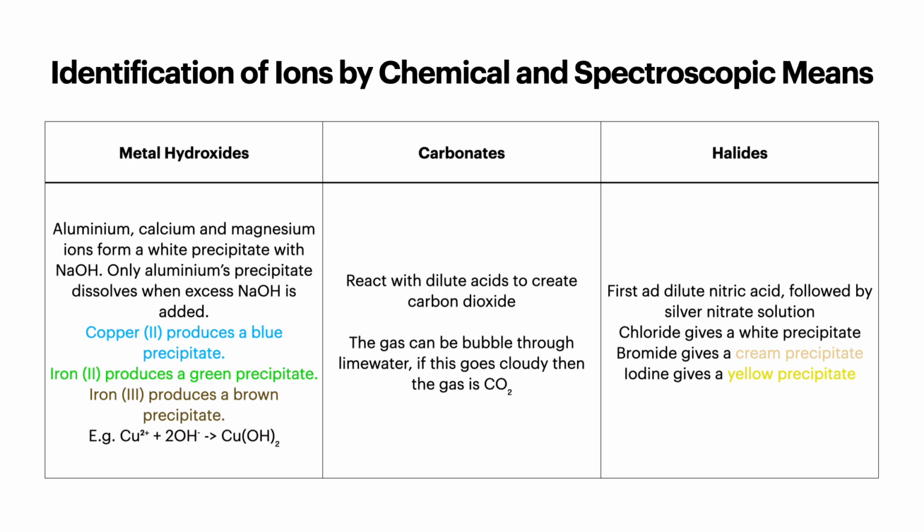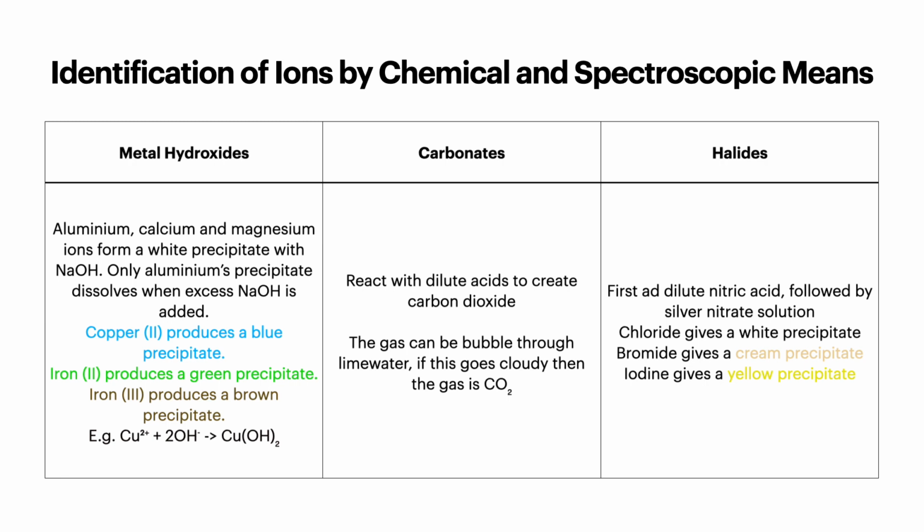One thing that I've found really helpful with my own revision, and have tried to incorporate into this, is actually representing the colours in their colour when you're making notes, so you can try and get it into your head and associate those colours with it. An example reaction is copper 2 plus 2 OH minus, giving you copper hydroxide.